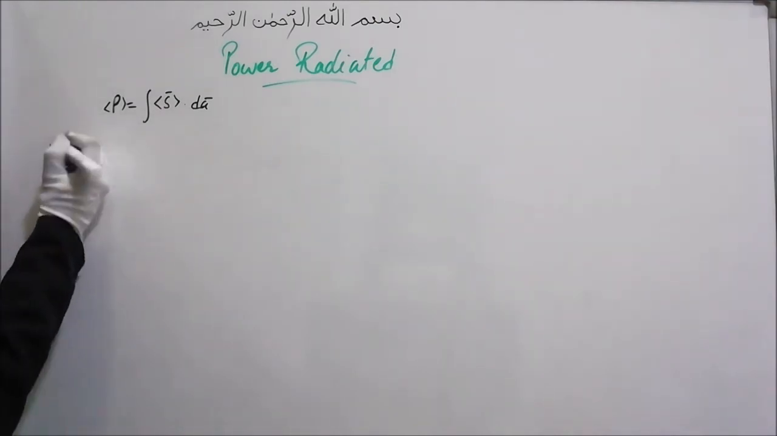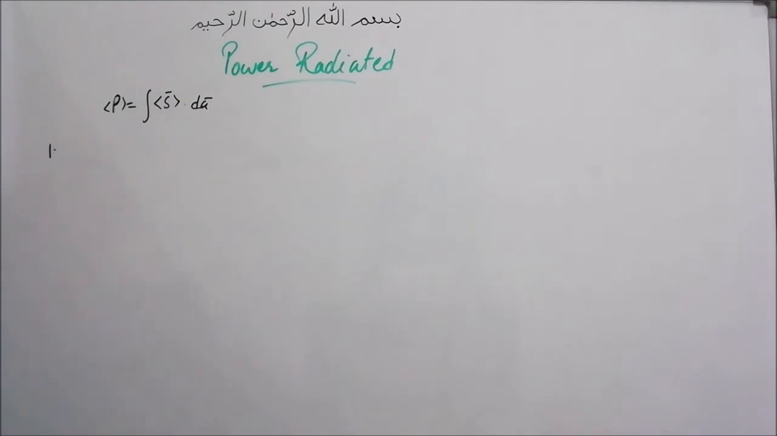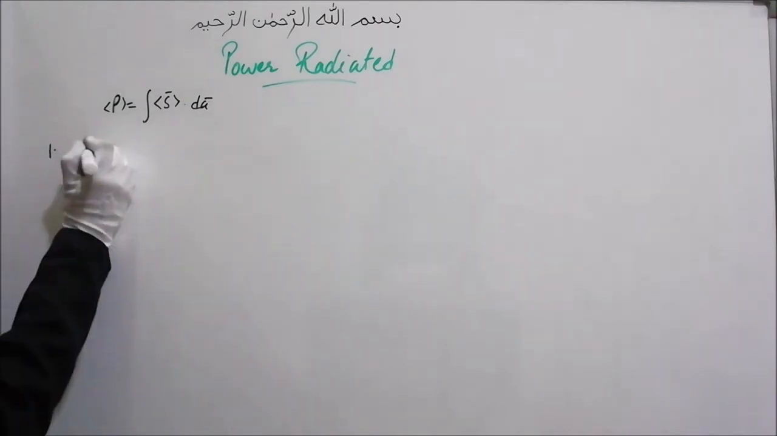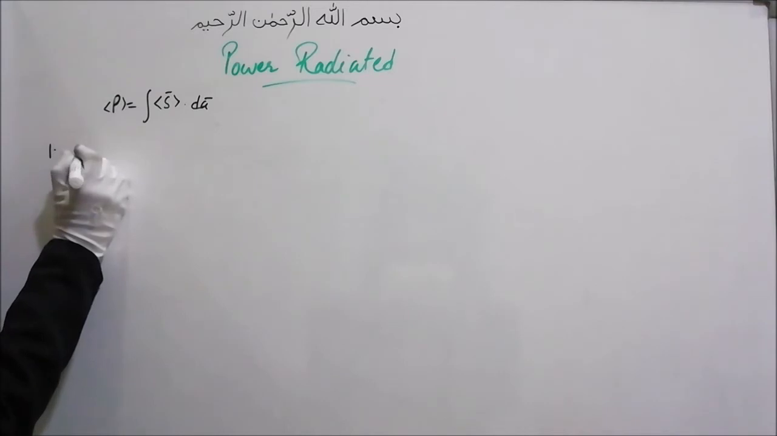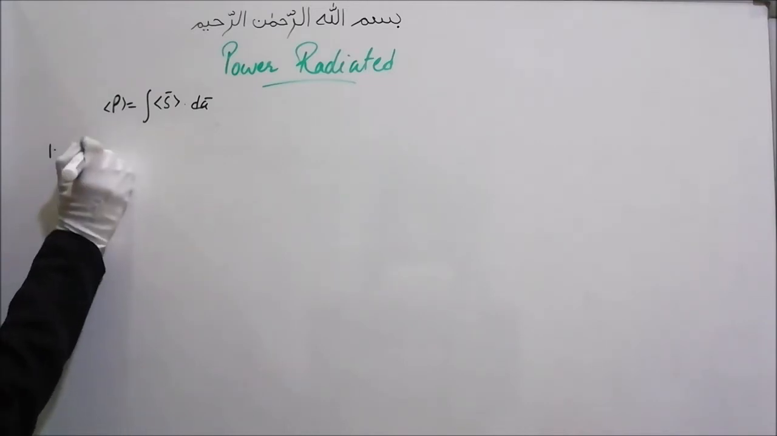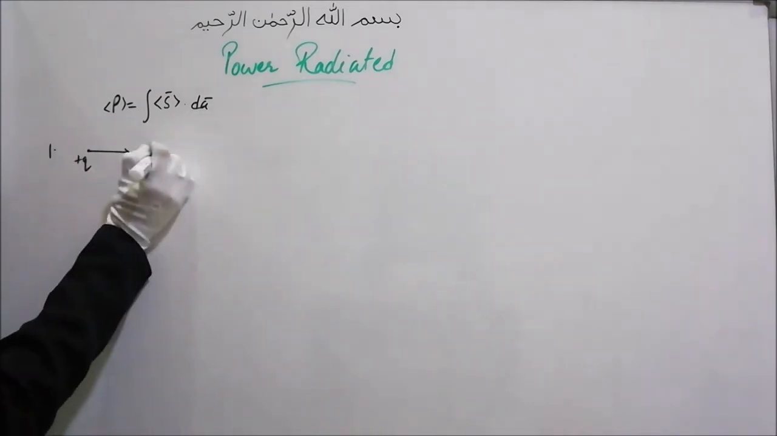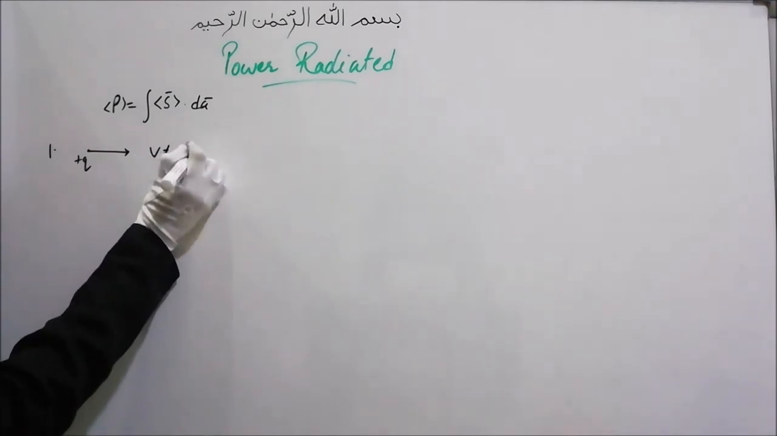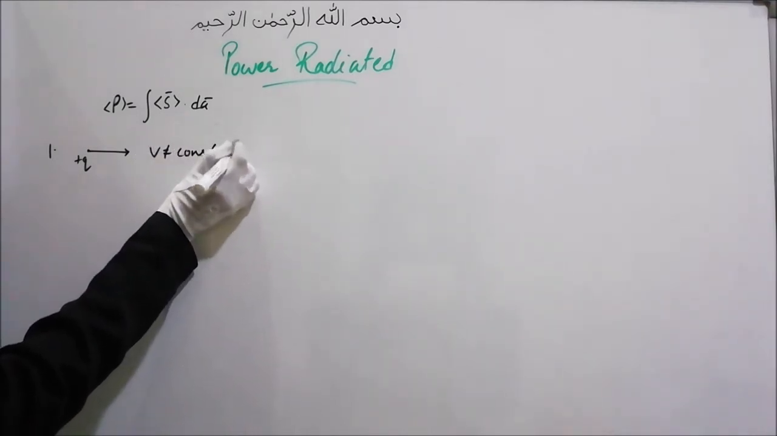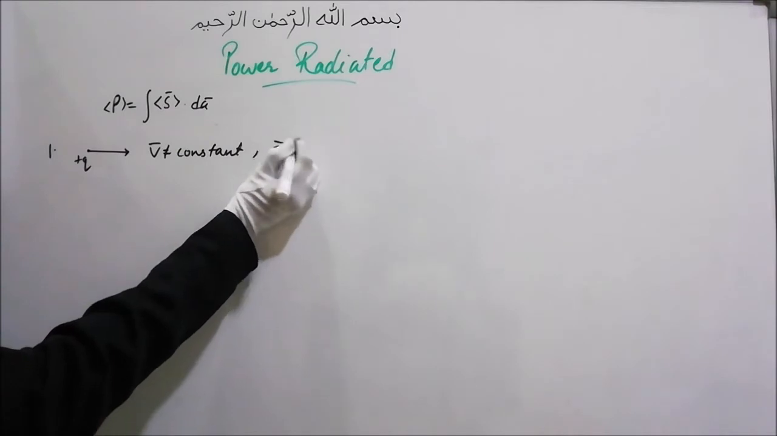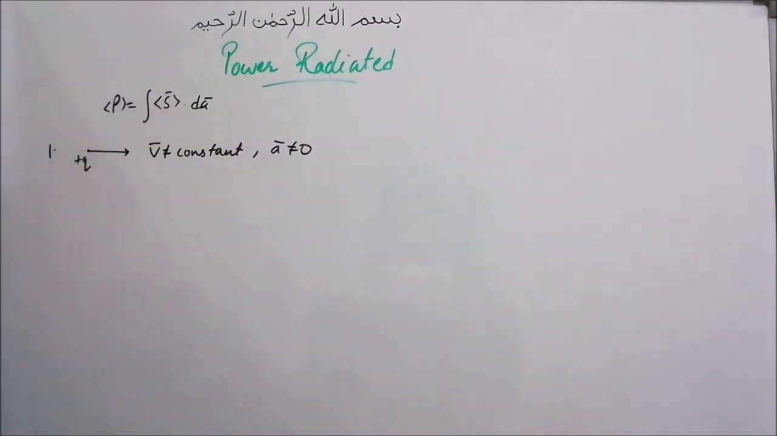First is the power radiated by an accelerated point charge. Let's assume there is some point charge plus q, moving in this direction. The velocity is not constant, which means there is some acceleration of this charged particle.